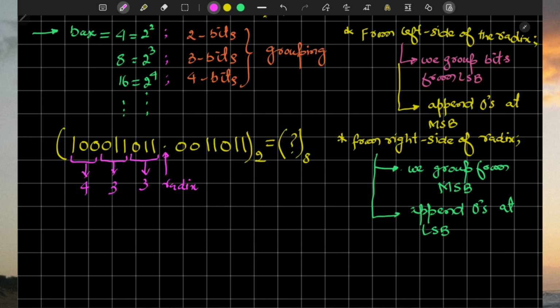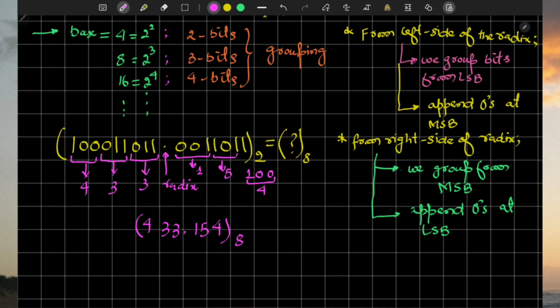Similarly, on the right side of the radix, for the fractional part, we have to start from the MSB and start forming groups of 3. So this is a group of 3, another group of 3. This is equal to 1, this is equal to 5, and there is 1 bit left. So we have to append some zeros to it, and this is equal to 4. So this binary number in octal is equal to 433.154 with the base 8.